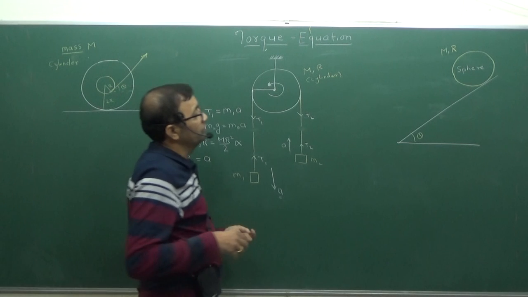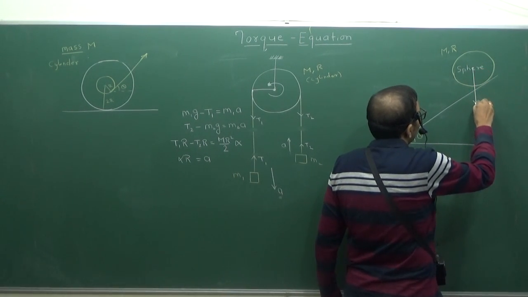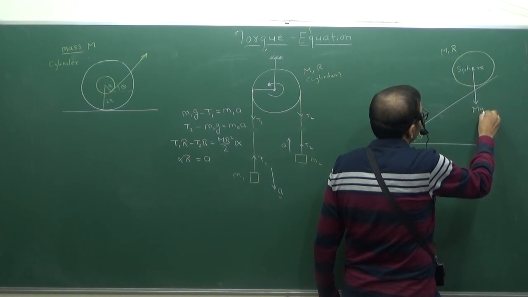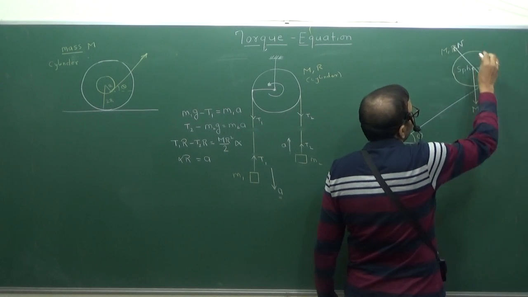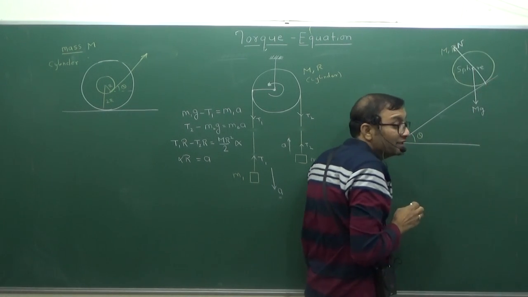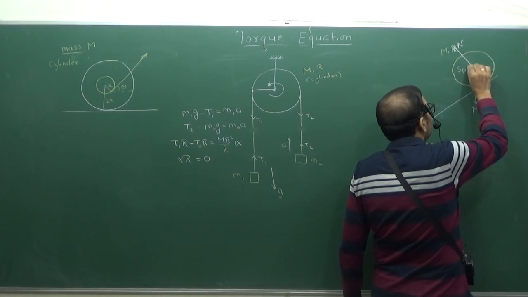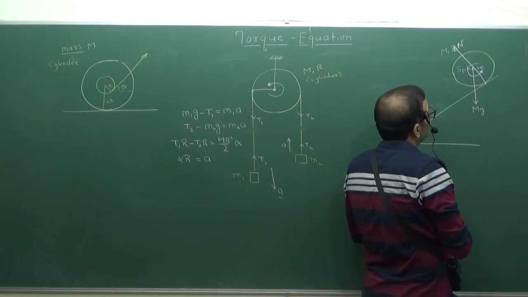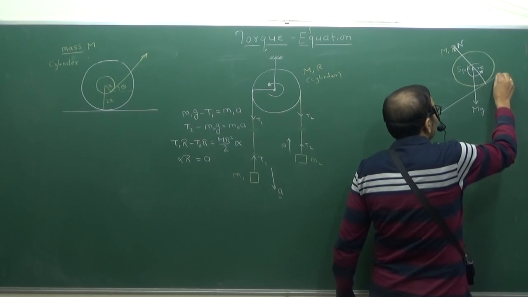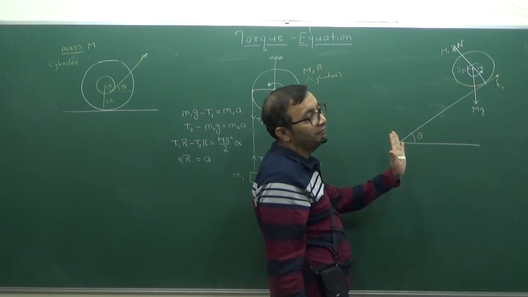Alright, I'll do it now. There will be mg force. There will be normal force. Friction will be in which direction? Upwards, so that it starts rolling like this. You have to look at the rotation as well. This is the force of friction. Any other force that we have missed?